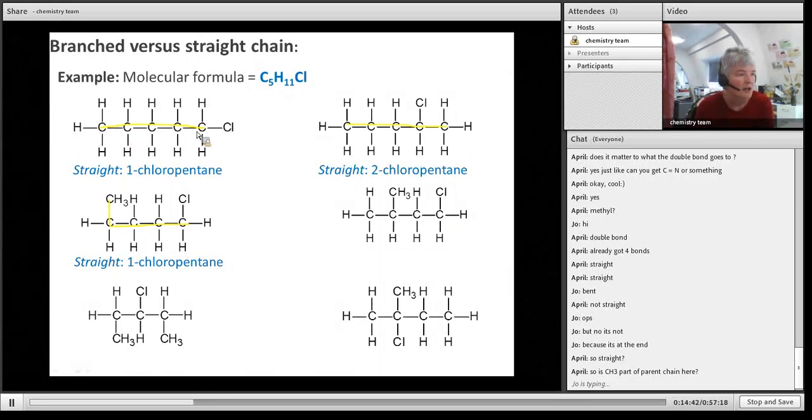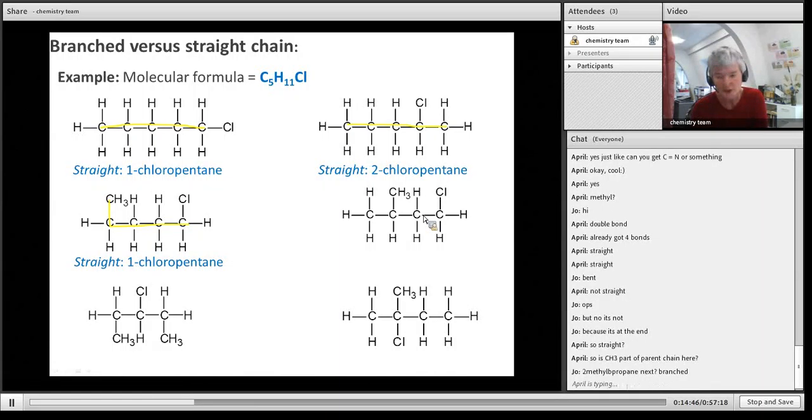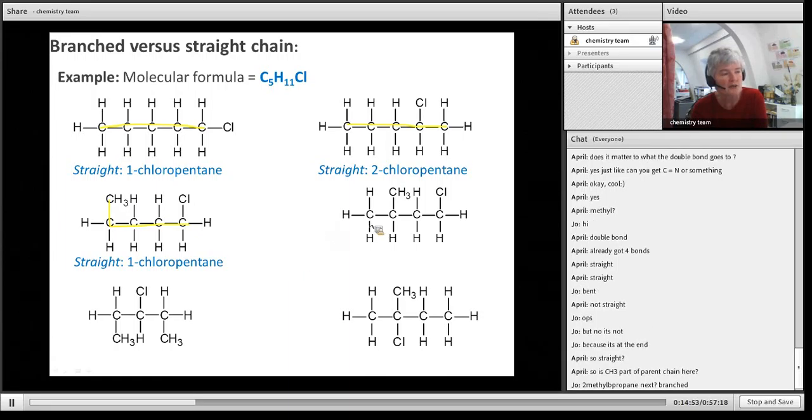Okay, what about this middle right one? Is that branched? Great, it is branched. And the way you know it is if I run my finger across it, I have to lift my finger to go here. If I go up there, I backtrack. And to get a parent chain, you're not allowed to backtrack or skip. So that's my parent chain, and that is my side chain.